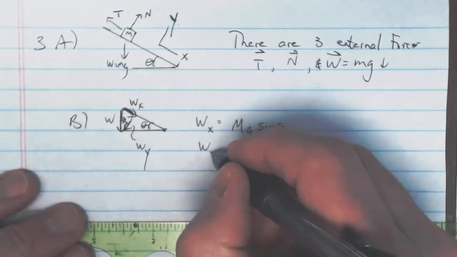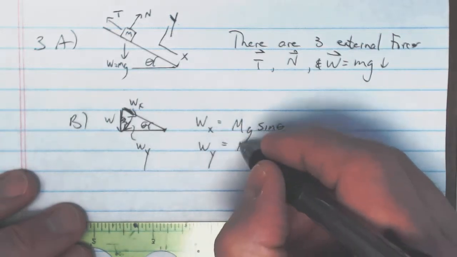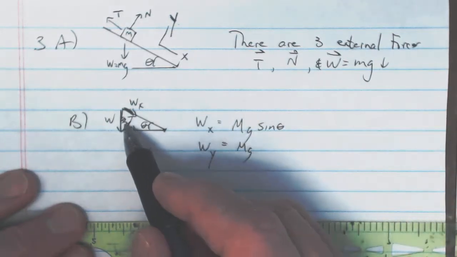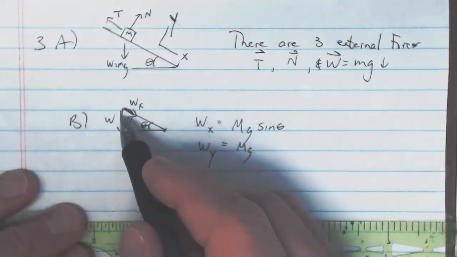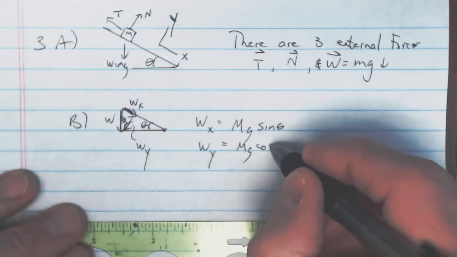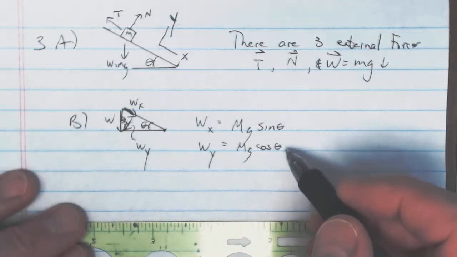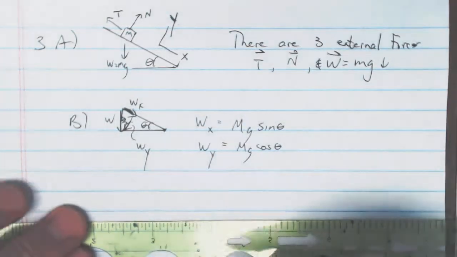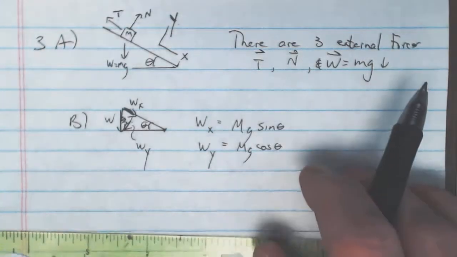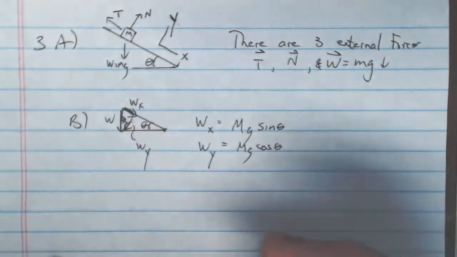Okay, my component in my y direction will be mg. Now if this angle is theta, cosine is adjacent over hypotenuse, so mg cosine theta. Notice this will actually be in the negative y direction because I said plus y is up and this is pointing down. But right now I'm just writing the magnitudes of those components.